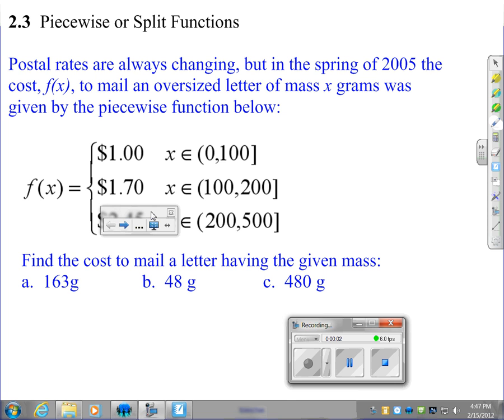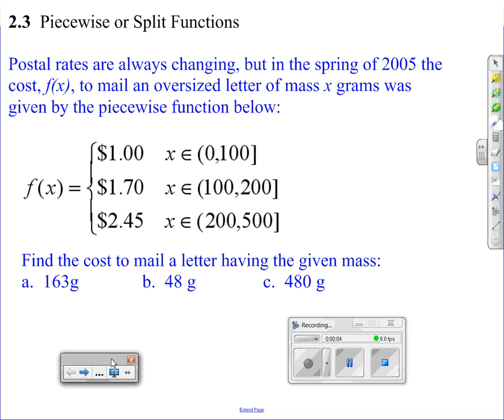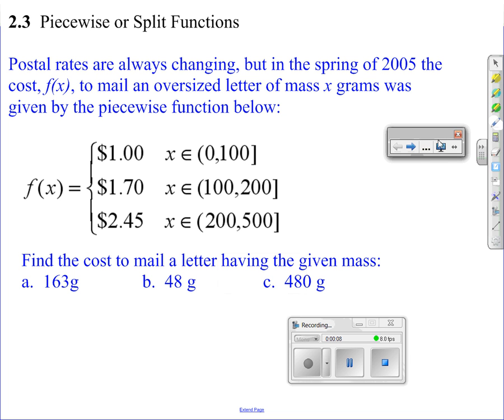All right, we are going to look now into 2.3, which is titled piecewise functions. And what that means is we're going to have different functions represented in single questions. To illustrate that, here is a question about postal rates. When you go to mail something, how much you pay depends on size, but it also depends on mass.